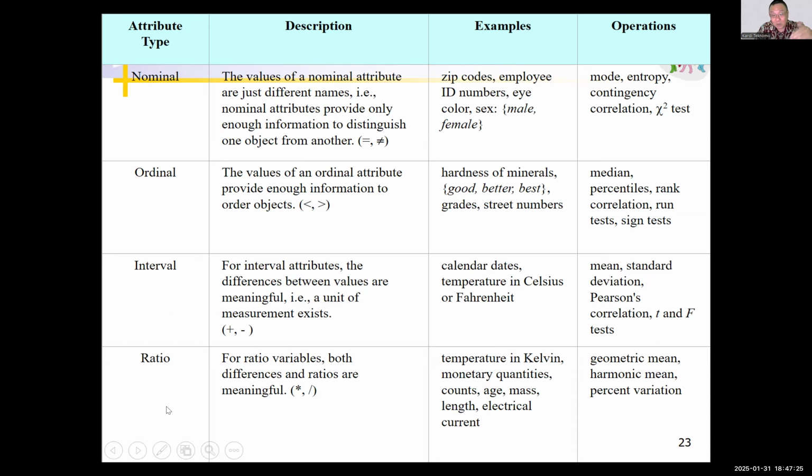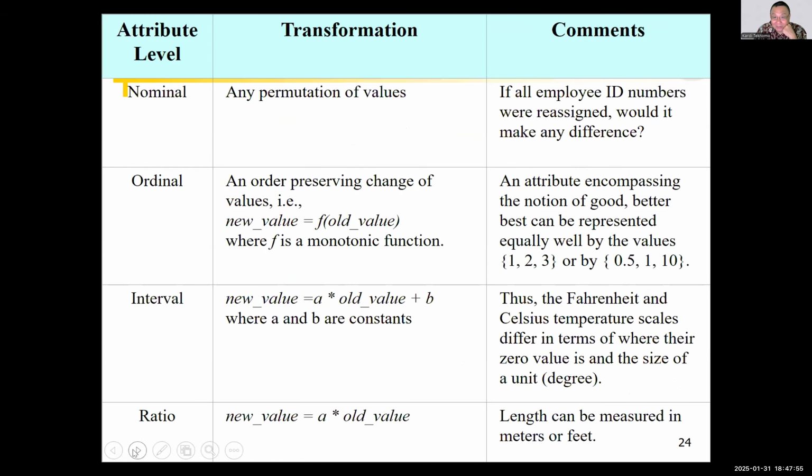Remember, interval and ratio are quantitative. So then you can do a correlation. In the ratio type, you can do geometric mean, harmonic mean, percentage of variation, and so on. So these are above all of this. Of course, when your data is ratio, you can do mean, median, mode, and so on. But when your data is interval, you cannot do geometric mean.